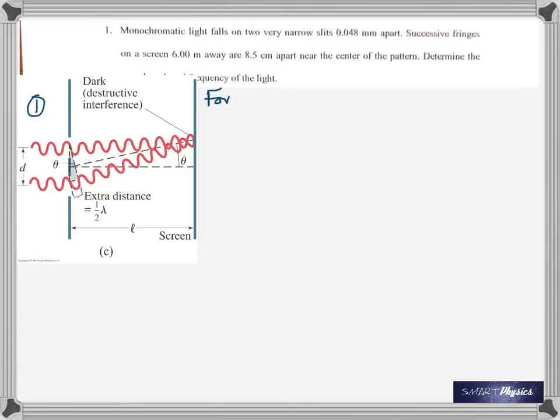So this is about Young's double slit, and you have the two slits here showing up. You have small d there, the distance between the slits. L is the distance from the slits to the screen, and both of these are given. But this in here is actually the distance between successive bands or successive fringes. And it's monochromatic light, so it's single wavelength.